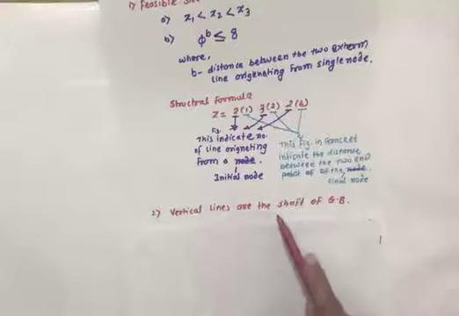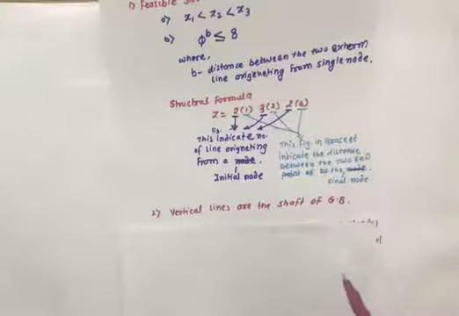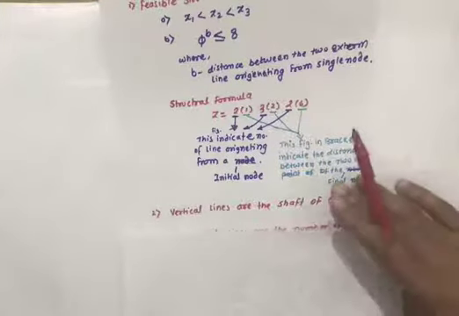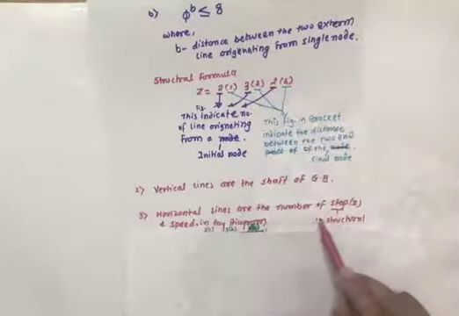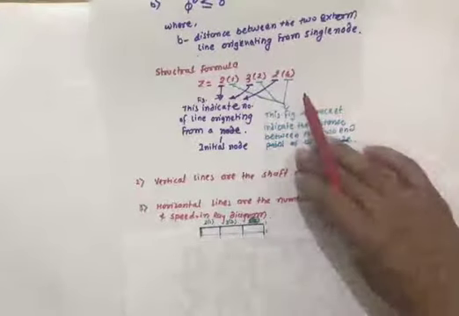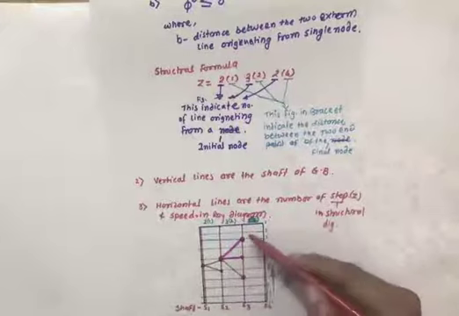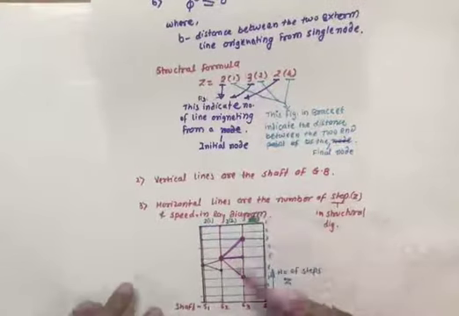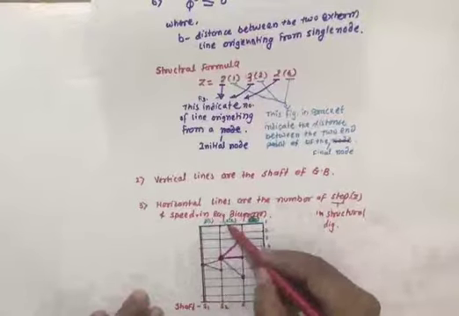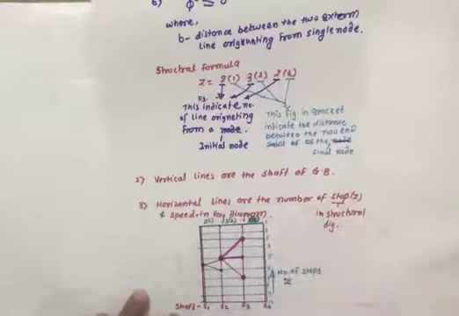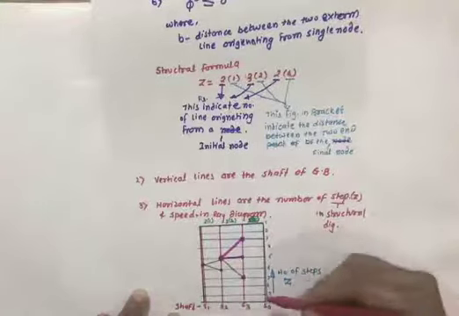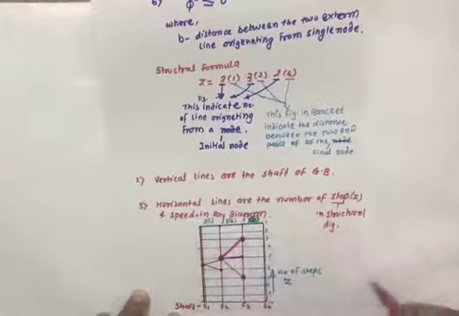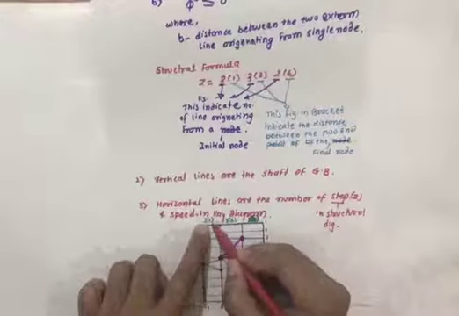Next, vertical lines are the shafts of the gearbox. While drawing the structural diagram, the vertical lines indicate the shafts of the gearbox. The horizontal lines are the number of steps, that is z. So see, here is one example of a structural diagram. Here 2 into 1, 3 into 2, and these are the vertical lines 1 2 3 4. So vertical lines indicate the shafts s1 s2 s3 and s4, and the horizontal lines indicate the number of steps. So see here, structural formula 2 into 1, 3 into 2.